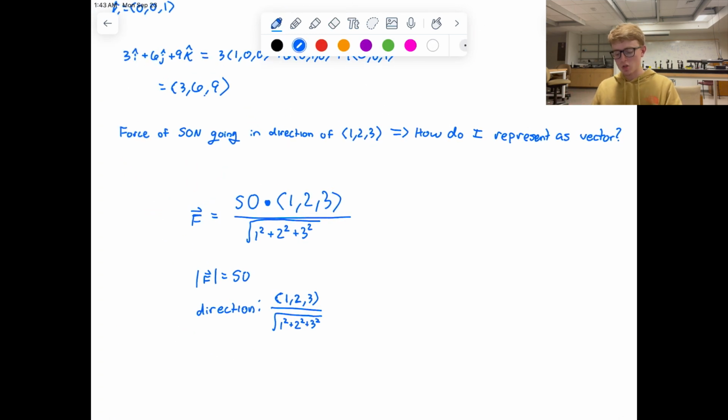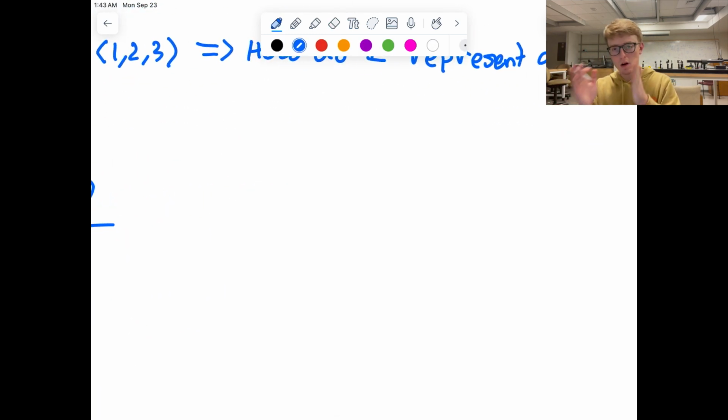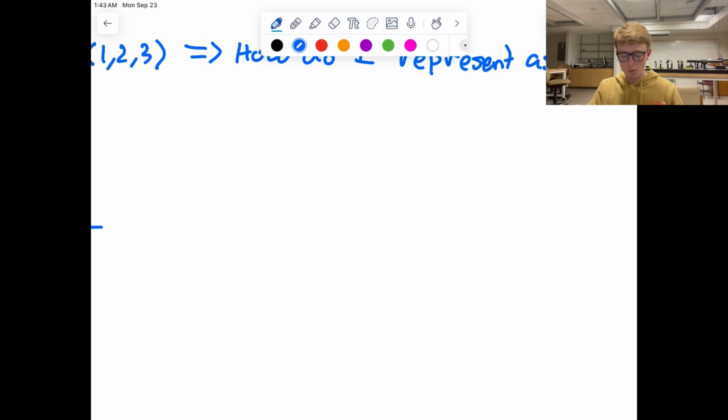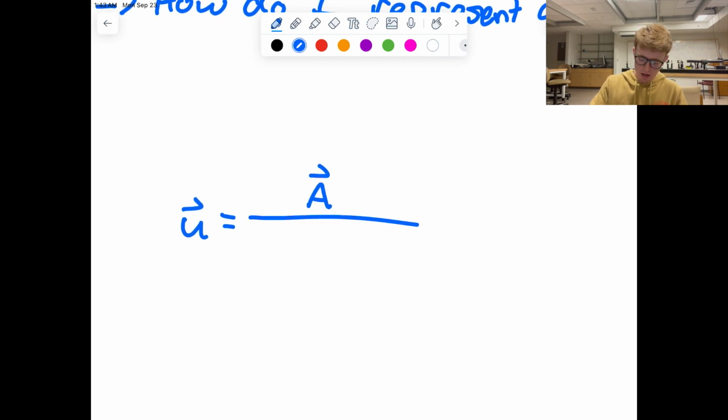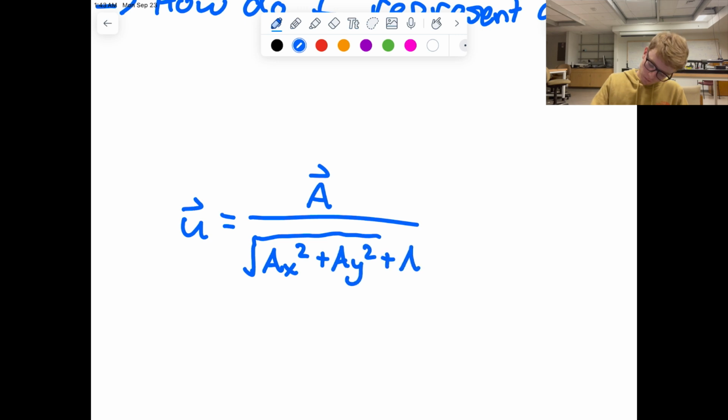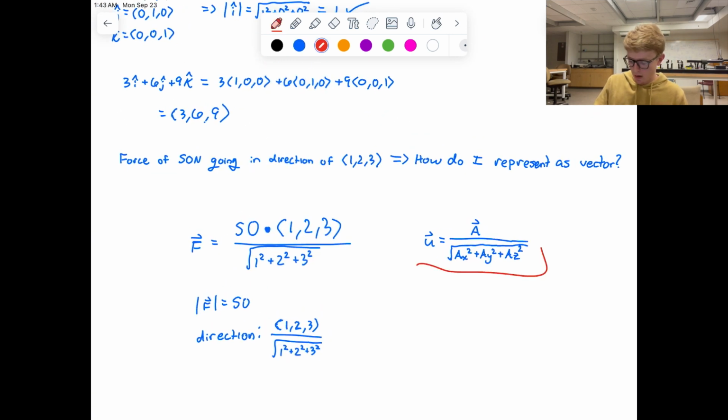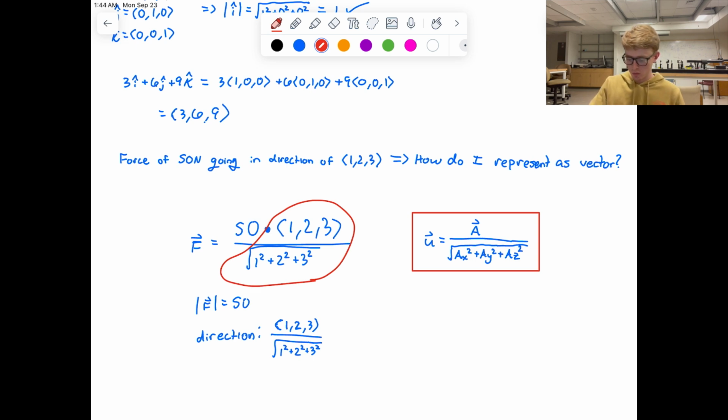Okay, so that's all. General form though, just so that we have a concrete final statement here about what a unit vector is and how I get one. A unit vector is just going to be some vector divided by its own magnitude. And that's it. So this is the formula for how I derive a unit vector from some random vector. And you can see we use that formula right here. What I just circled in red is my unit vector in this situation.